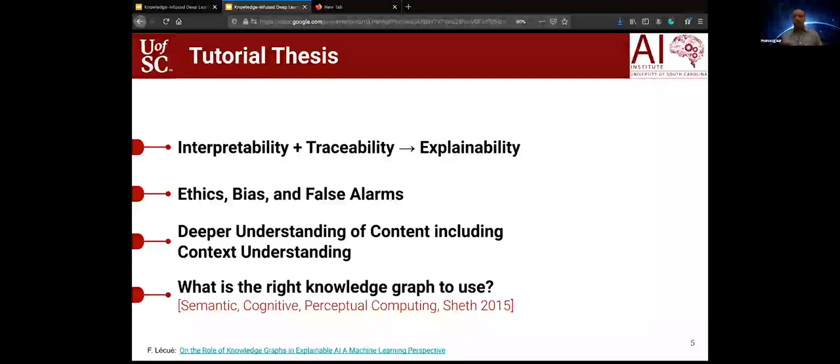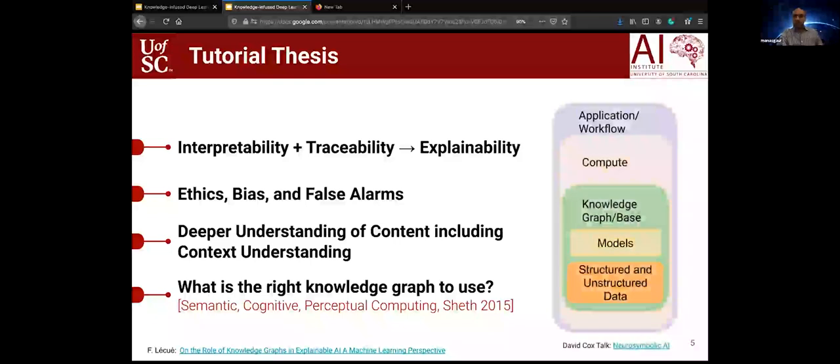This is a major question because you cannot always use a generic knowledge graph to solve all social good related problems. So this forms a kind of bucket where you have unstructured and structured data, you have models, and these are all encapsulated in the knowledge graph, and you are able to compute them. And this forms an application workflow for knowledge-infused deep learning.